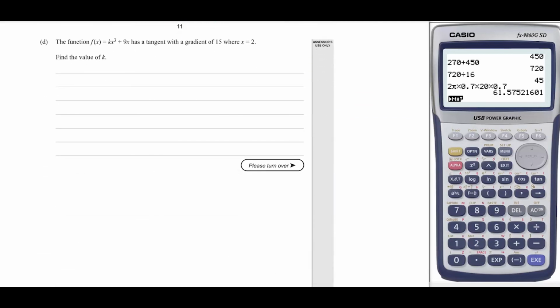Right, next we've got this function f of x. It's got a tangent that has a gradient of 15 when x is 2. Find the value of k. So let's differentiate because we are looking for gradients of tangents. So that will be 3k x squared plus 9. We know that when x is 2, that's equal to 15. So 3k times 2 squared plus 9 is 15. 12k plus 9 is 15. So 12k, 15 take away 9 is 6, so k is equal to a half.